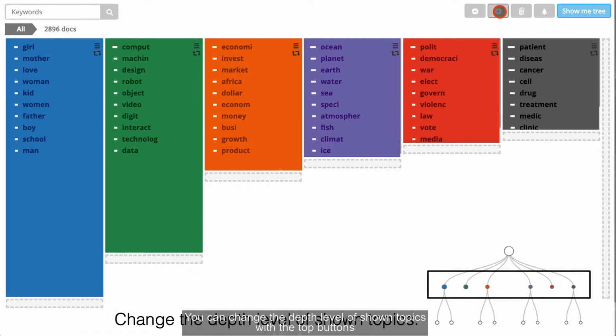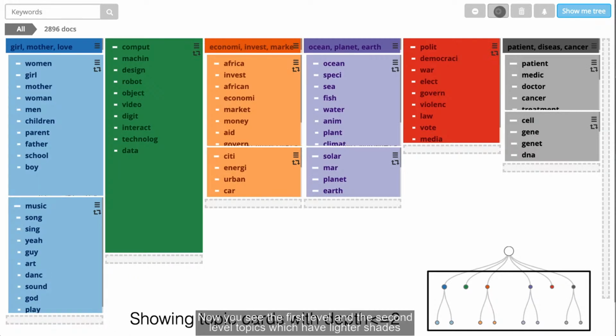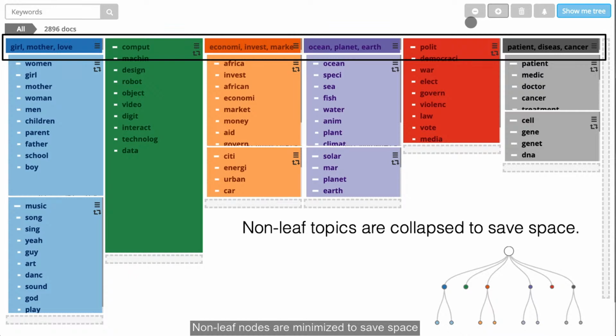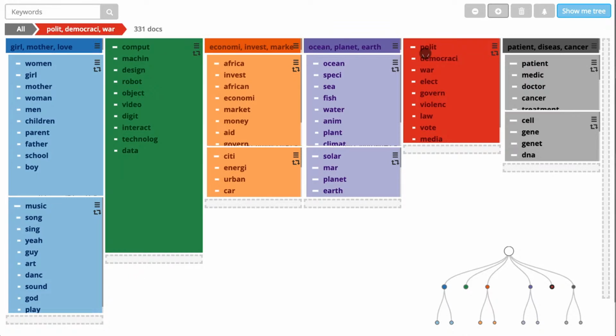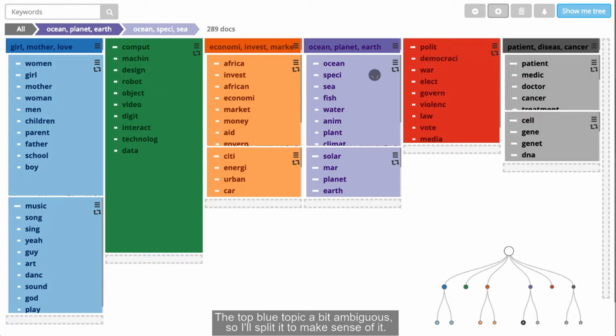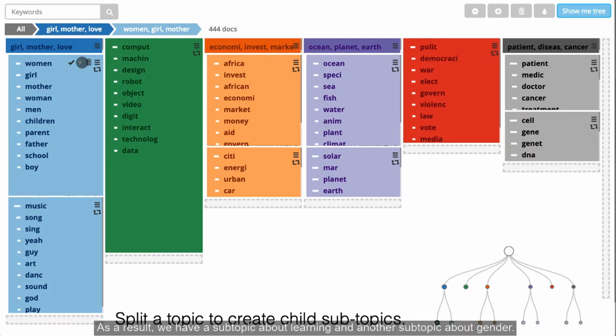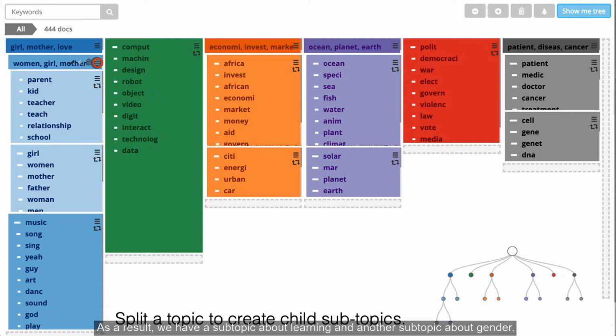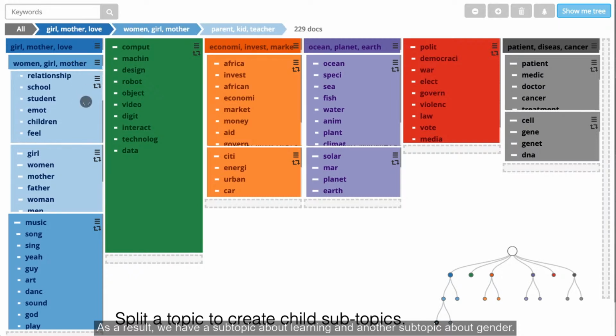You can change the depth level of shown topics with the top buttons. Now we see the first level and the second level topics, which have lighter shades. And non-leaf nodes are minimized to save space. Now I'll demonstrate how to build a topic tree. Let's examine topics. The top blue topic is a bit ambiguous, so I'll split it to make sense of it. As a result, we have a subtopic about learning and another subtopic about gender.